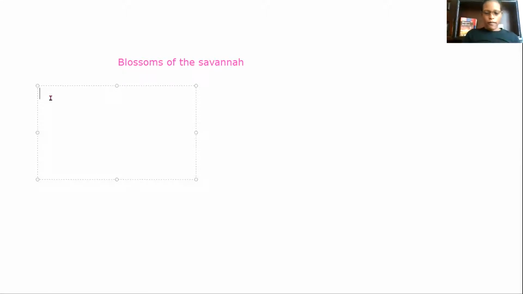First and foremost, before we look at a text, what is needed of us? We are going to look at certain things that are really necessary before we start reading a text. The Blossoms of the Savannah, as I said, is a novel that is set in the Maasai society, and there are certain things we are going to look at before we start analyzing or reading the text further. We are going to look at the cover page.